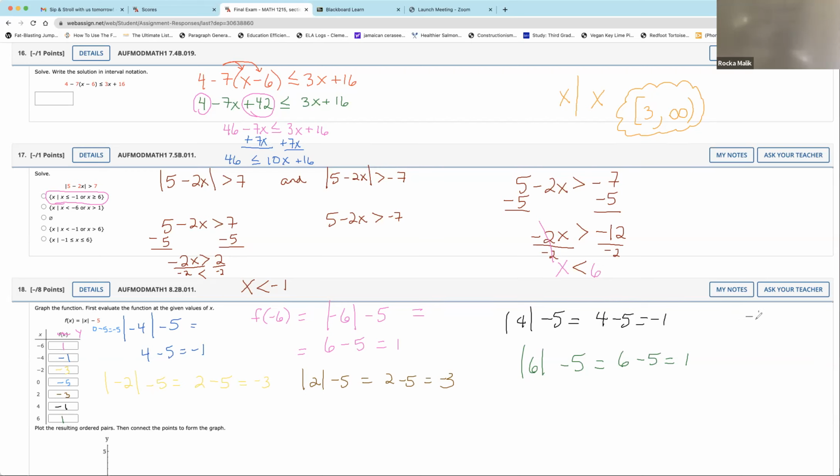So you're going to plot (-6, 1), (-4, -1), (-2, -3), (0, -5), (2, -3), (4, -1), (6, 1). I'm just going to try to draw a graph.